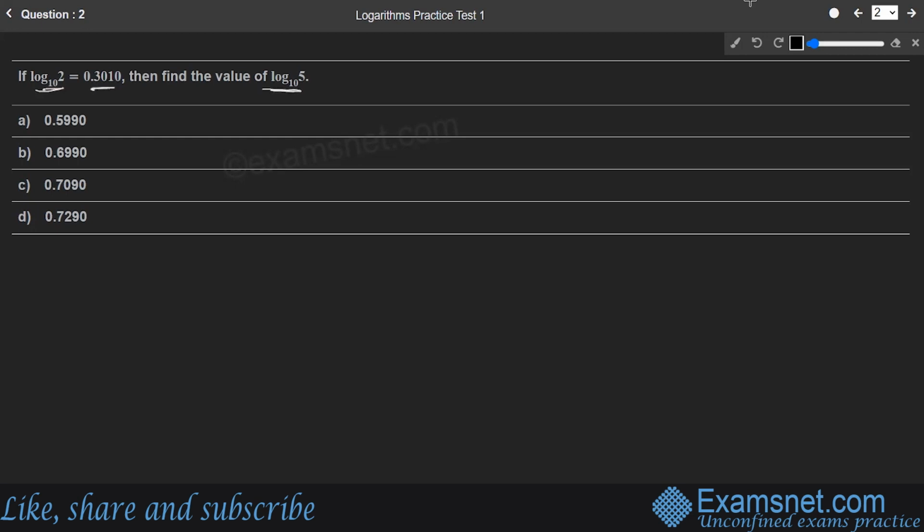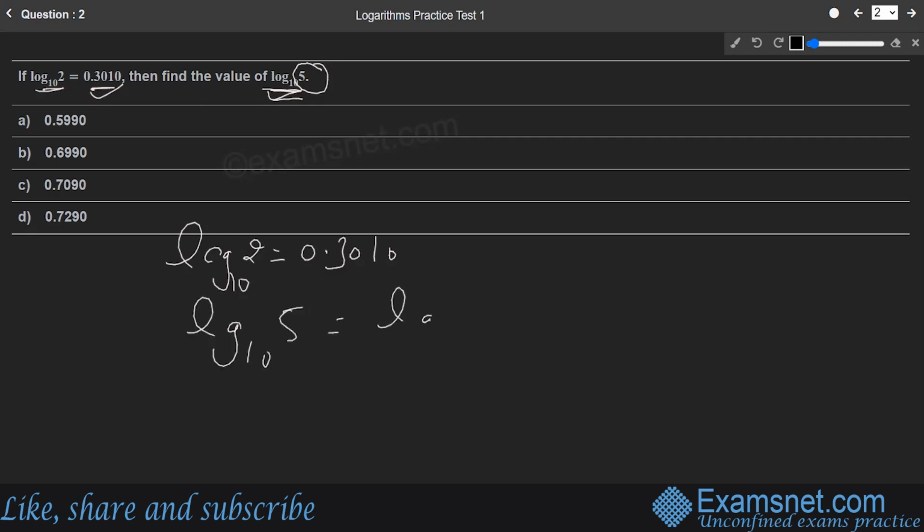So clearly the log of 2 has been given to us, and we are supposed to find the log of 5. Obviously we need to manipulate this 5 in terms of 2. If I can manipulate this number 5 in terms of 2, then only I can find this value. Otherwise, log base 10 of 5 has a definite value that cannot be directly found. So let us try to manipulate this 5 in terms of 2. We have been given log base 10 of 2 as 0.3010, and we are supposed to find the value of log base 10 of 5.